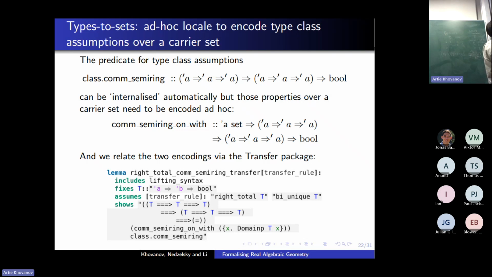Later we also need to relate these two encodings using the transfer package. So we need to manually prove some lemmas like this. Here T is a binary relation that satisfies something, and with this binary relation, we can relate these two encodings.